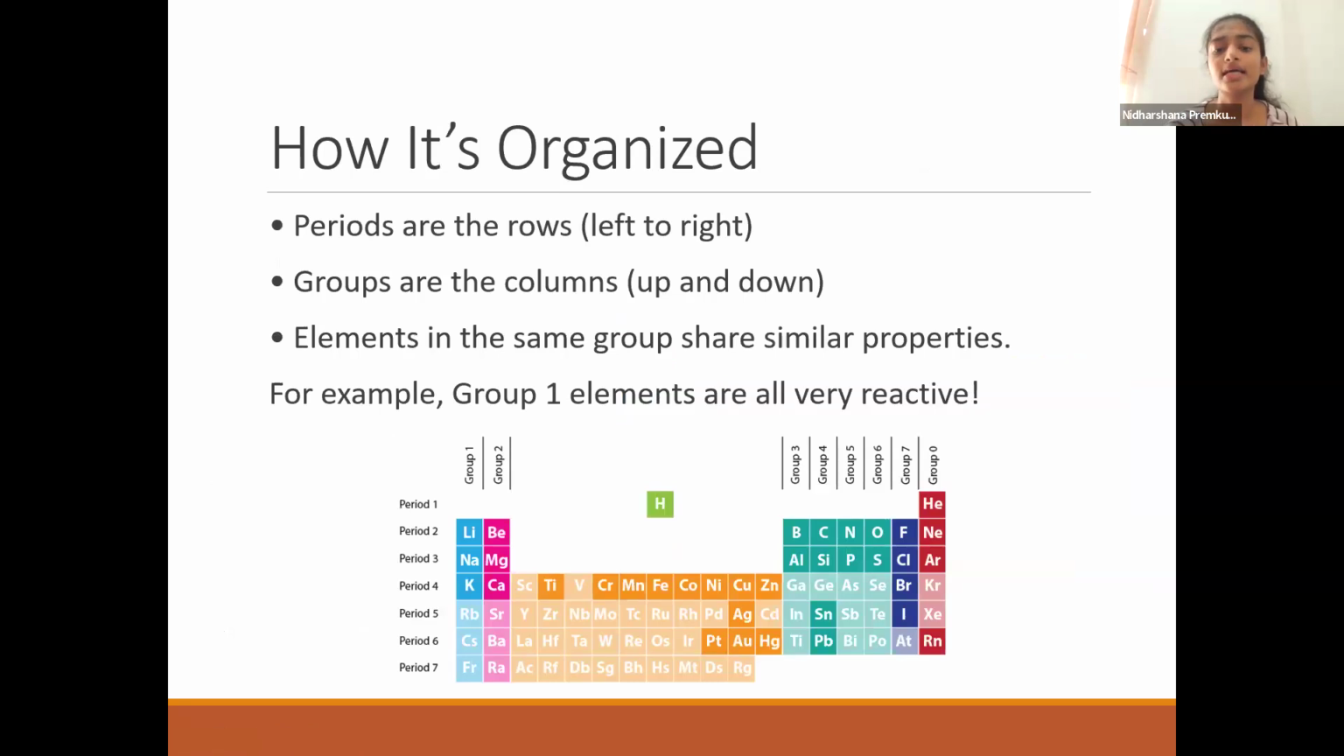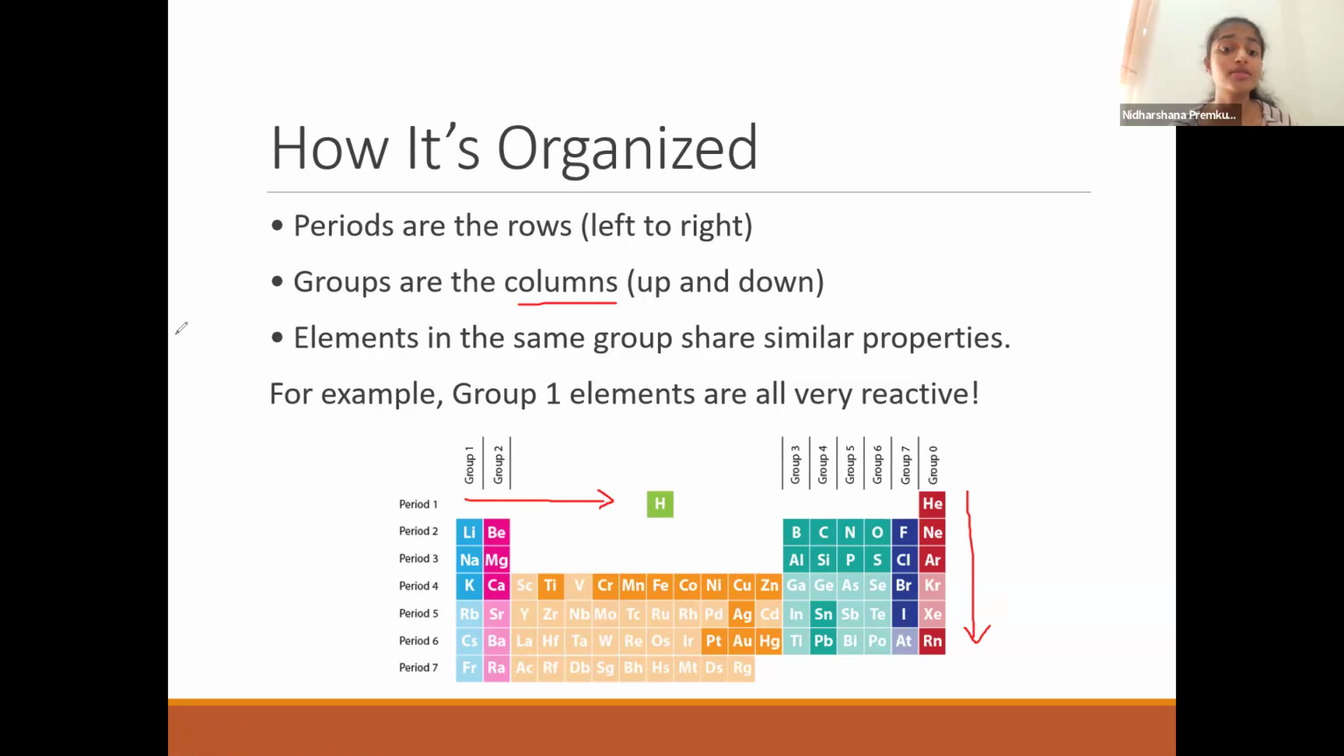How is it organized? Periods are the rows from left to right. So in a periodic table, usually there are around 7 periods. It goes from the left hand to the right hand side. Groups are actually the columns from top to bottom. These are groups. And there are about 8 groups. Now, elements in the same group share similar properties.